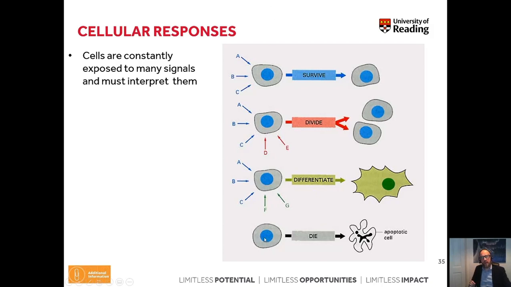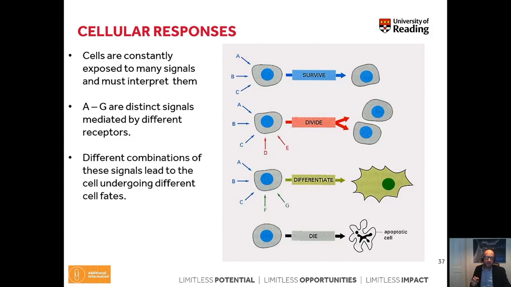As you can see already on this slide, the basic set of signals cells are receiving are actually survival signals, because they are required not only for cell survival, they are required for cell division and differentiation as well. Those signals are here represented by the letters A, B, and C. If a different set of signals is sensed by the cell, represented by the letters D and E, they divide. If other signals are present, represented by the letters F and G, those cells are going to be differentiating. So again, these are very distinct signals mediated by different receptors that are stimulated by different types of ligands. Different combinations of the signals lead to the cell undergoing very different cell fates.